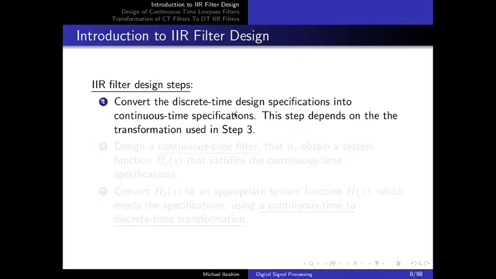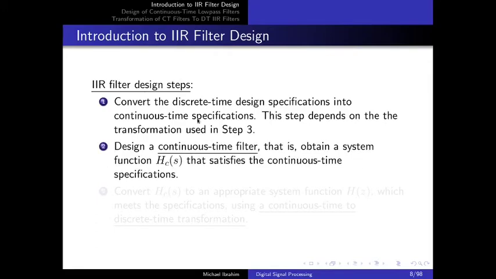And as we're going to see later on, when we use the bilinear transformation, we will need to adjust the frequencies in a certain way when we are transforming the discrete time specs into continuous time specs. The next step is to design a continuous time filter, in other words, to obtain H continuous of S, that basically satisfies the requirement we have for the continuous time filter.